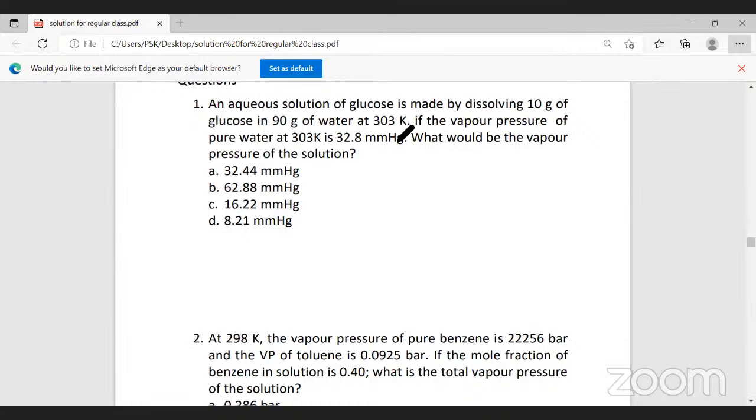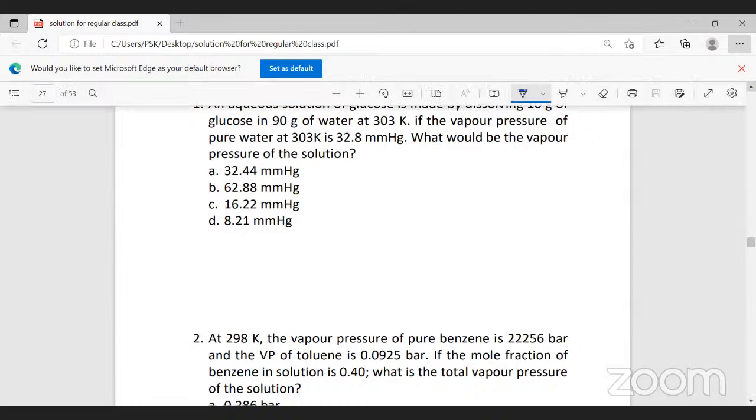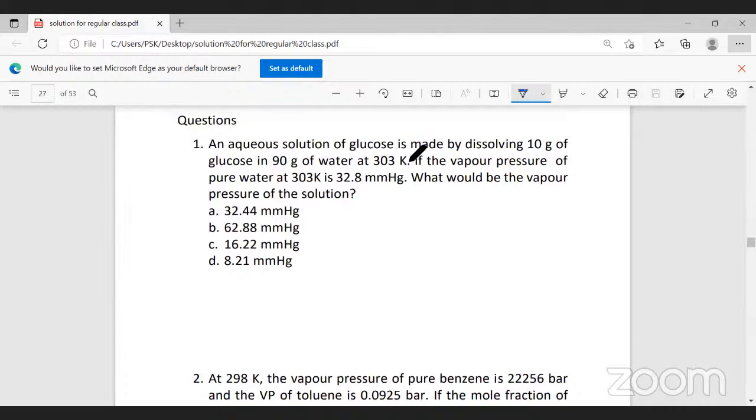Now, the first question we're going to learn is: an aqueous solution of glucose is made by dissolving 10 grams of glucose in 90 grams of water at 303 Kelvin. If the vapor pressure of pure water at 303 Kelvin is 32.8 millimeters of mercury, what would be the vapor pressure of its solution?